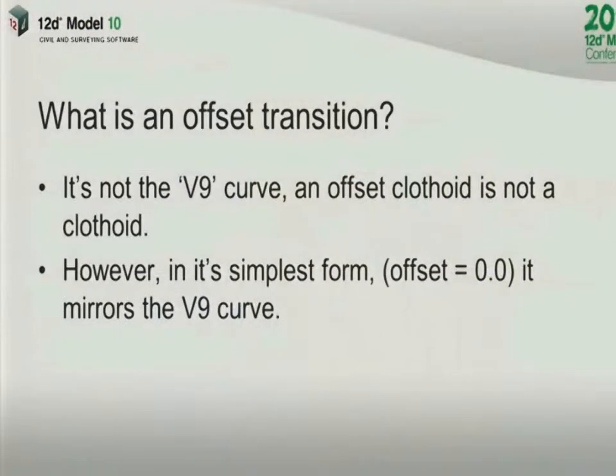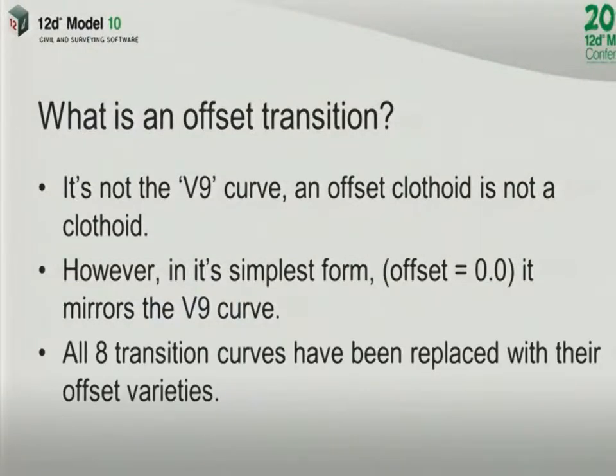And yes, in its simplest form, it is a clothoid. It mirrors it. You have the V9 curve. Yes, and all the transition curves in V10 now have the offset variety of them. This was one of the bits of work to make sure this is fairly simple for us to do. Fairly simple speaking here. And the next one was, are they complicated?